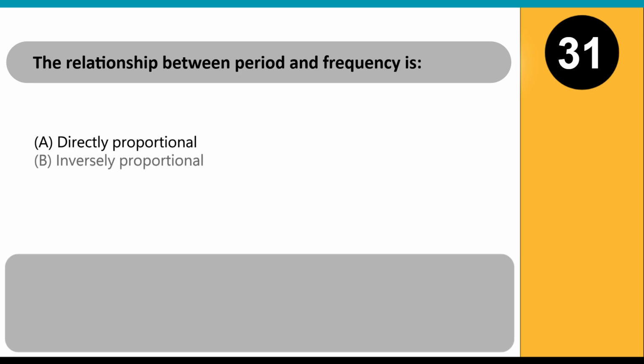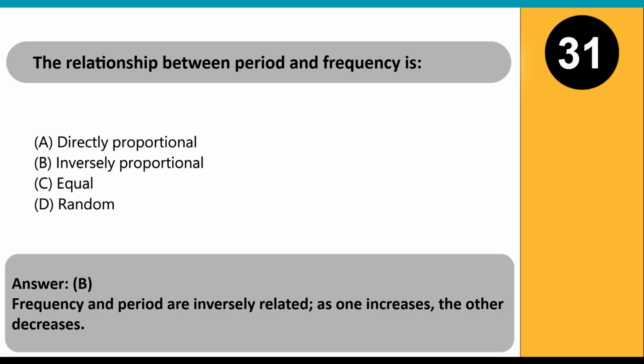The relationship between period and frequency is A. Directly proportional. B. Inversely proportional. C. Equal. D. Random. Answer B. Frequency and period are inversely related, as one increases, the other decreases.